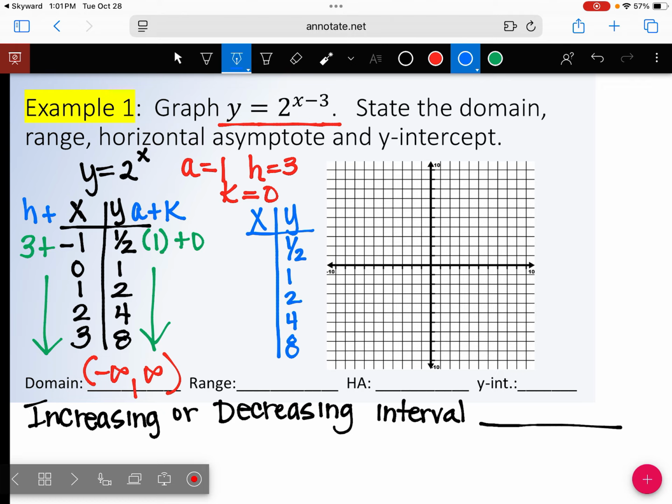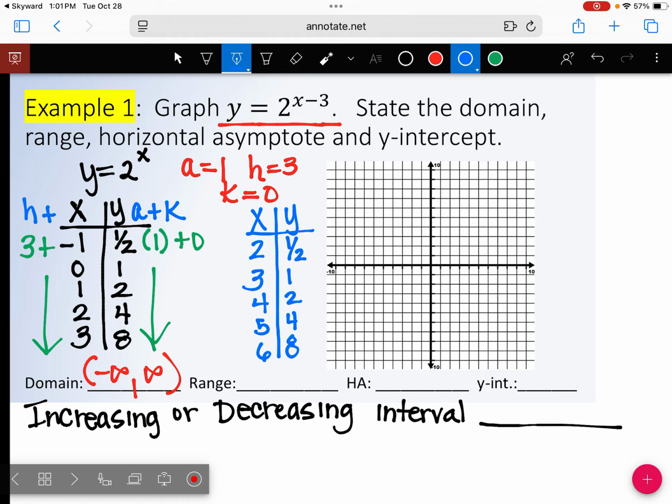And you're just adding 3. So you got 3 plus -1, 3 plus 0, 3 plus 1, 3 plus 2, 3 plus 3. And it's always in order. So your domain will always be in order. So now instead of starting at -1, I'm starting at 2. And then it's 3, 4, 5, and 6.